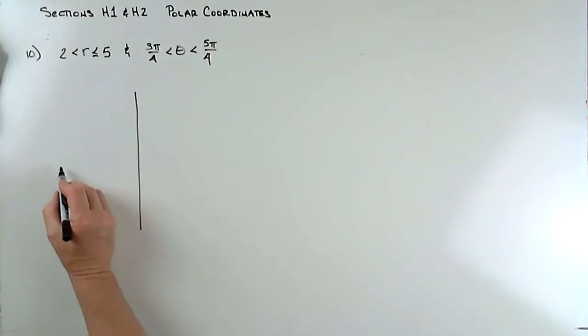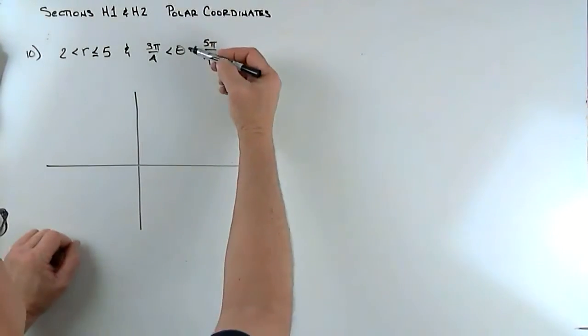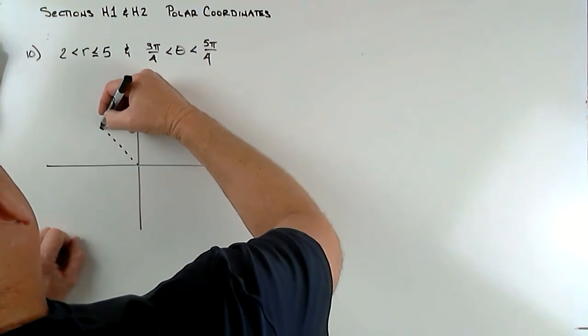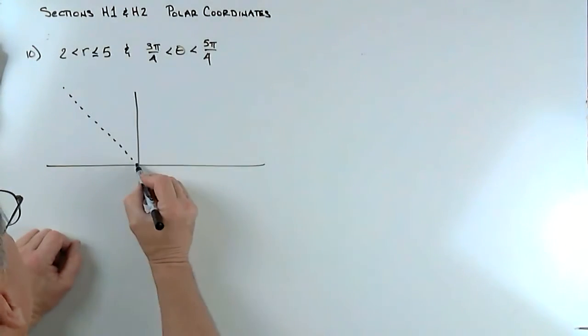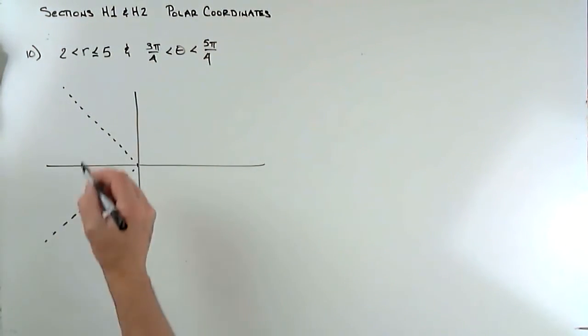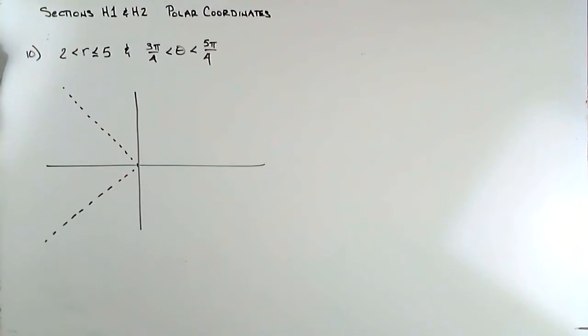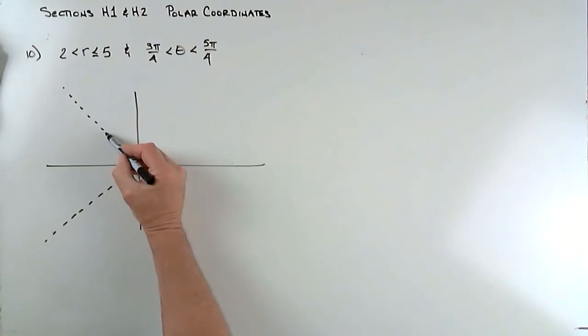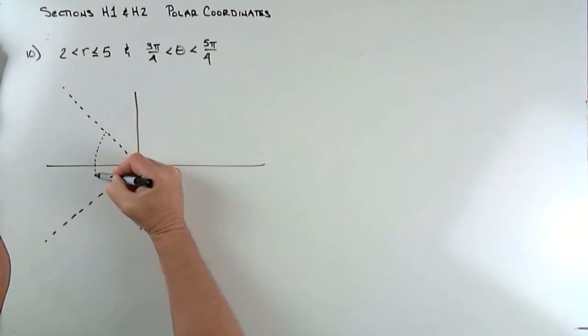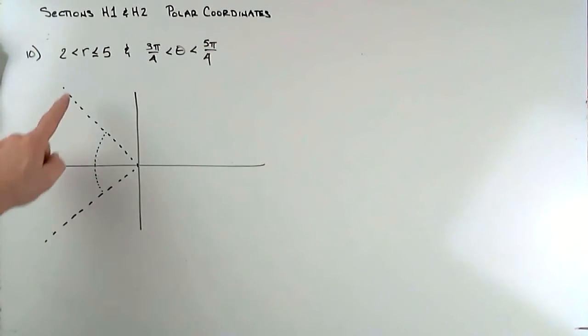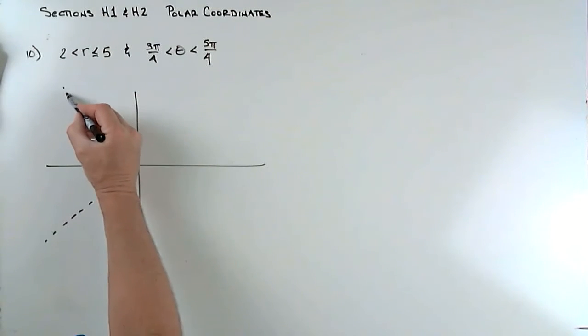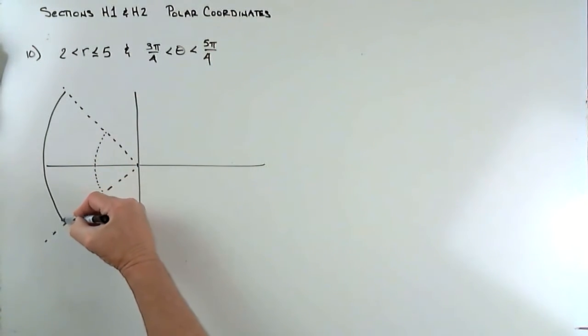So if we put our axes on the board, we know we're working between 3 pi over 4 and 5 pi over 4. Those are our angles. Those are dashed lines because those do not equal, right? Those are strict inequalities. Theta is bigger than 3 pi over 4, but less than 5 pi over 4. And now my radius goes from 2, and I'll just define this to be 2. I'm going to make this dashed again because of the lack of equality there, all the way to 5. And that's solid. So that radius is out here.